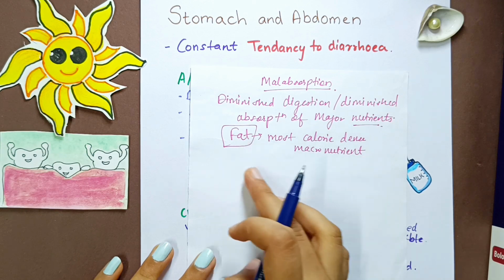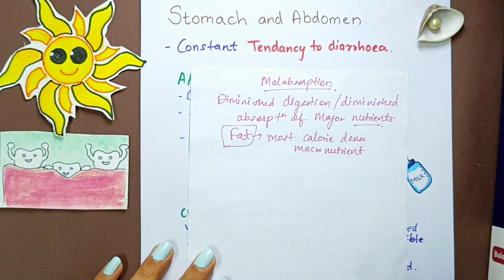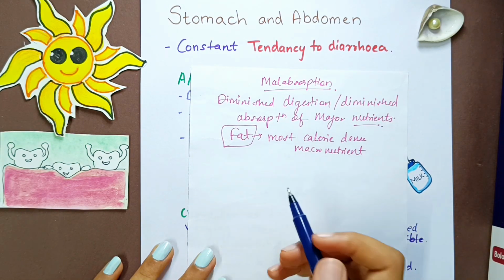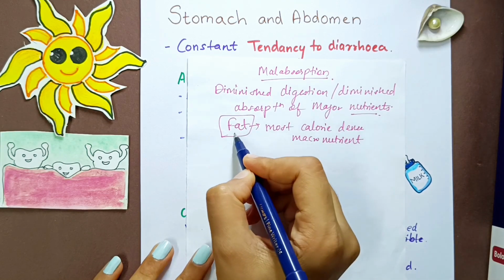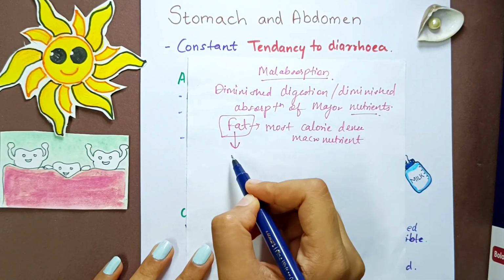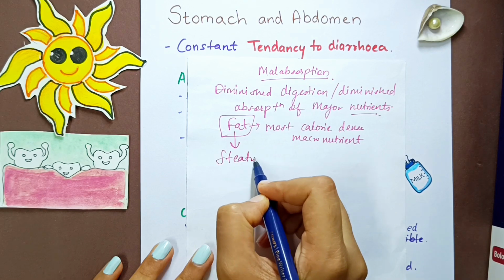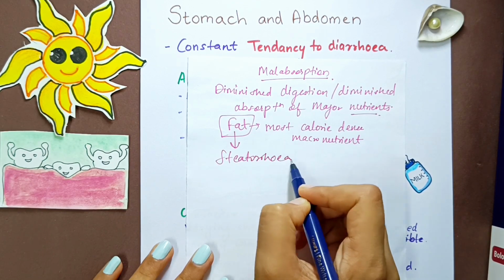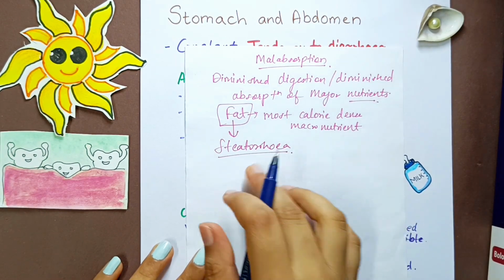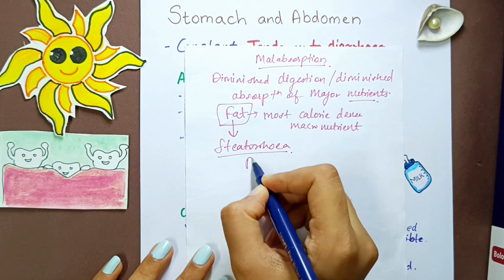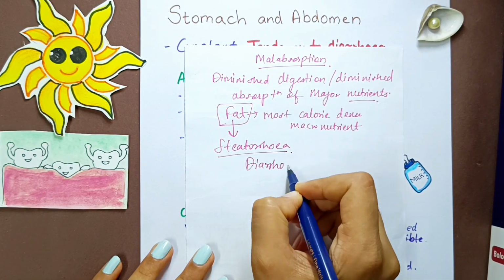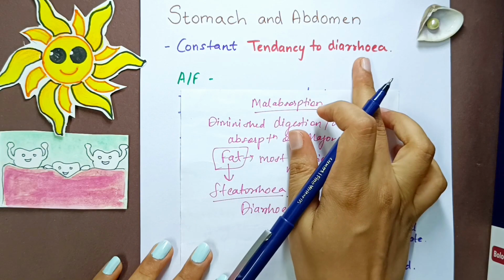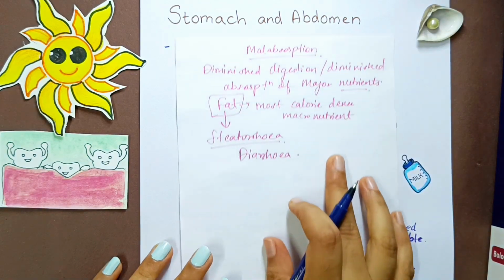So now, if this is happening, why are we studying about it? Because fat malabsorption will give rise to steatorrhea. Now, what is steatorrhea? In steatorrhea, the most common symptom is diarrhea, and that's why we were seeing that there is a tendency to diarrhea in Calcarea Carb. So this diarrhea takes place.